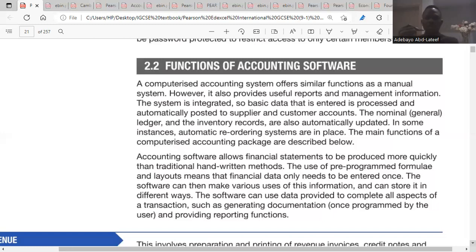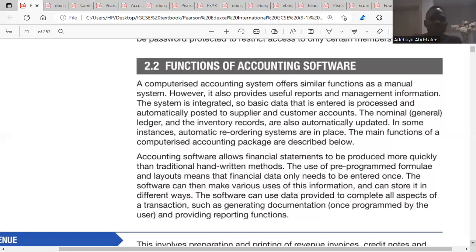So we're still talking about the function of computer accounting software. Now, we don't have to start recording separately. It becomes quicker because everything is automatically generated. So you only have to input it once, then it will generate all the information needed for individual accounts. They said the use of pre-programmed formula and layout means that financial data only needs to be entered just once. You enter it once and it automatically goes to where it has to go.